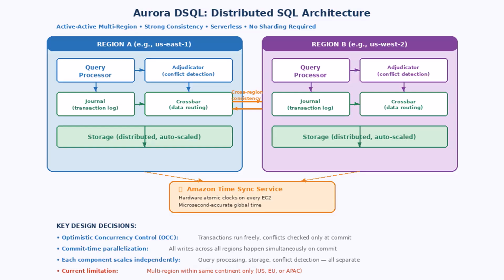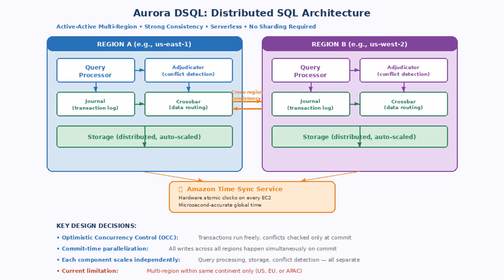2 innovations make this possible. Amazon Time Sync Service uses hardware atomic clocks on every EC2 instance for microsecond accurate global time. And DSQL uses optimistic concurrency control. Transactions run freely, conflicts checked only at commit time, then writes parallelized across all regions simultaneously. The architecture is disaggregated into independent components: query processor, adjudicator, journal, crossbar, each scaling independently. Robinhood is exploring replacing hundreds of database shards with a single DSQL endpoint.